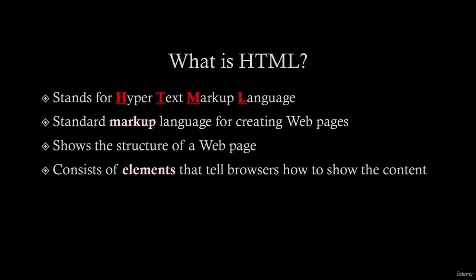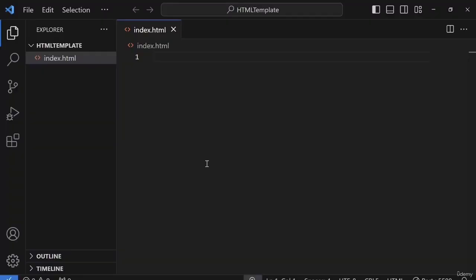For example, how the browser should show a title in the page. How should the browser show an image in the web page? So, an HTML document consists of elements that tell the browsers how to show the content. Everything that you write inside an HTML document is content. And when the browser wants to show that content in its window, it uses the HTML elements that you write inside that HTML document.